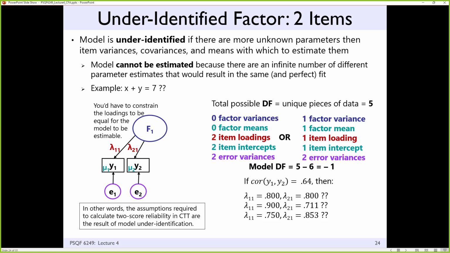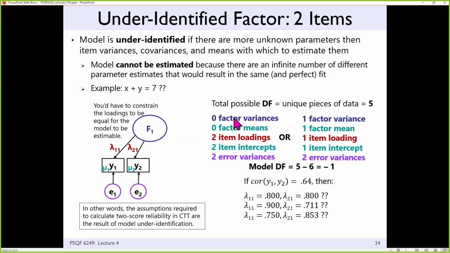So the idea of using like test-retest reliability or parallel forms reliability in CTT, the reason that you have to put constraints on all of that to make it work is because of this. It's an under-identification problem. So you can have a factor with 2 indicators so long as you constrain the 2 loadings to be equal.